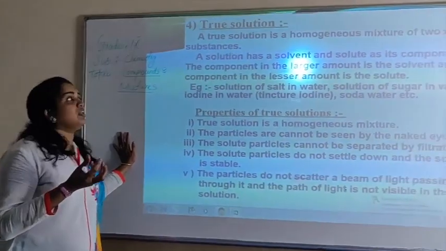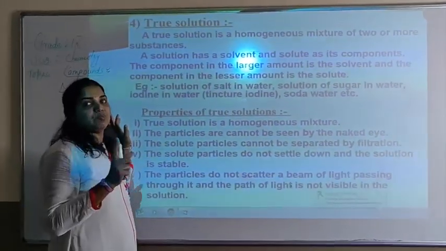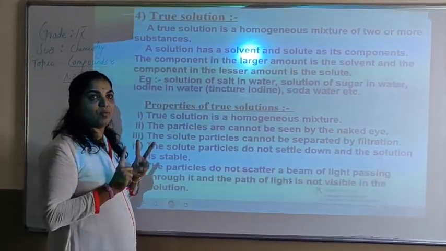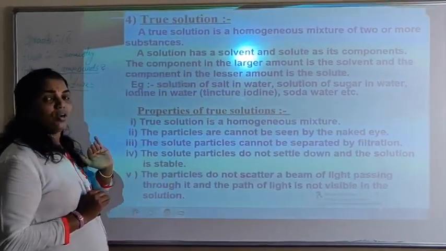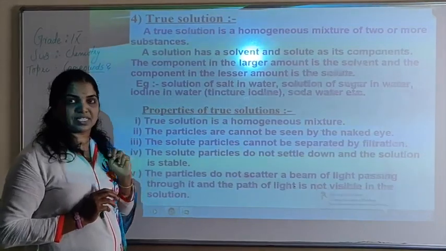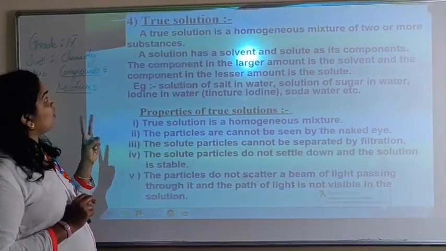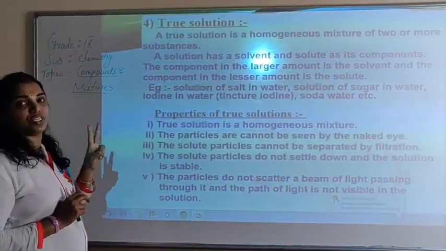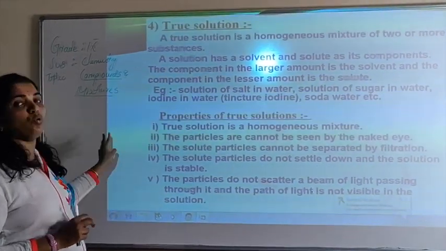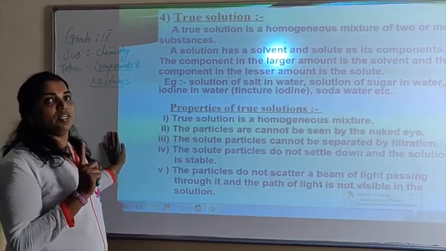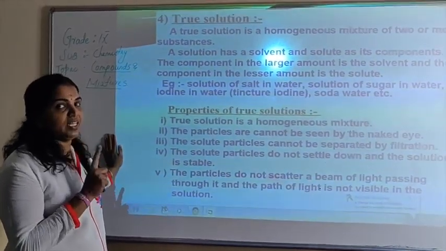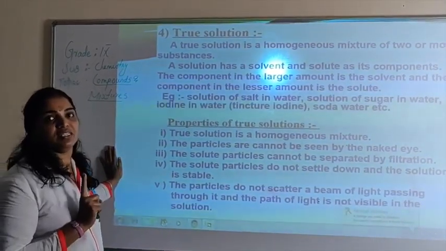A true solution is a homogeneous mixture of 2 substances. 2 components will be there, uniformly mixed. So we cannot identify the different substances present in the mixture. That is called a homogeneous mixture. A true solution is a homogeneous mixture of 2 or more substances. Here there are 2 components for a true solution: one is solvent, another one is solute.